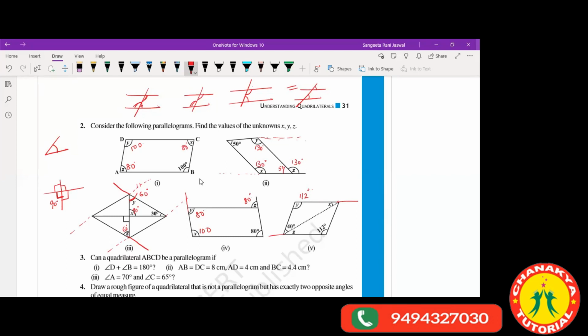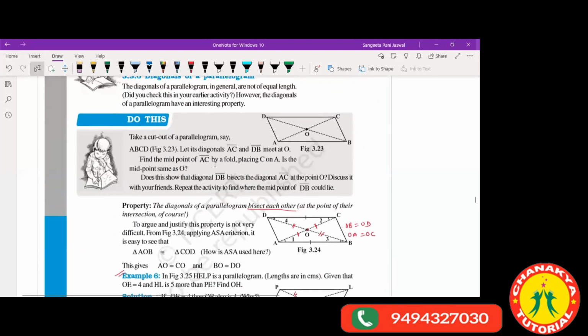Ma'am, I'm still not clear how to find the angle. Which question are you talking about? Like any question, I'm not so clear how to. Have you gone through the properties of a quadrilateral, the parallelogram? Yes, ma'am.